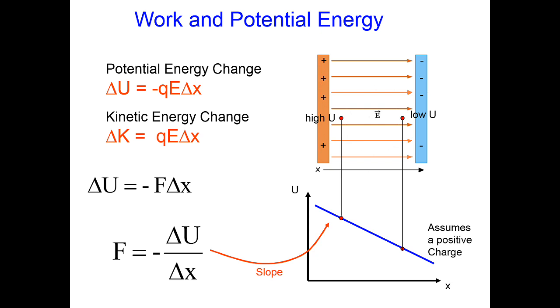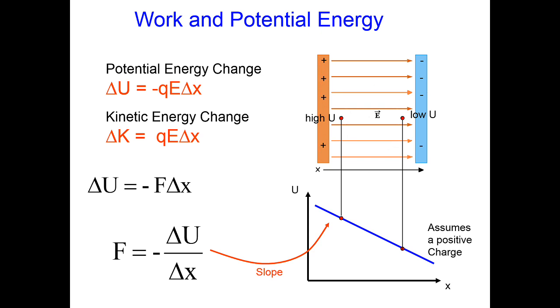So now we want to look at the electrostatic potential energy of a positively charged particle. So we have our plates again, with the positively charged plate on the left and the negatively charged plate on the right. So the electric field is pointing to the right. That means that the closer you are to the left plate, the positively charged plate, the higher the potential energy if the particle is positively charged.